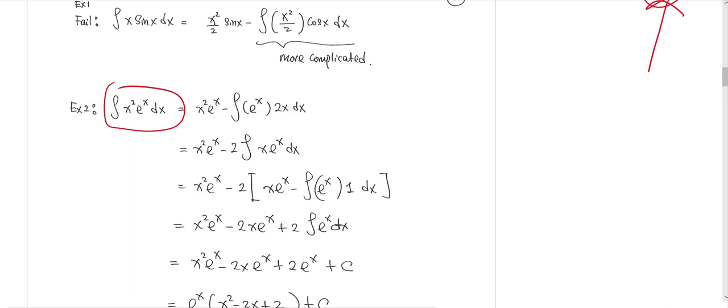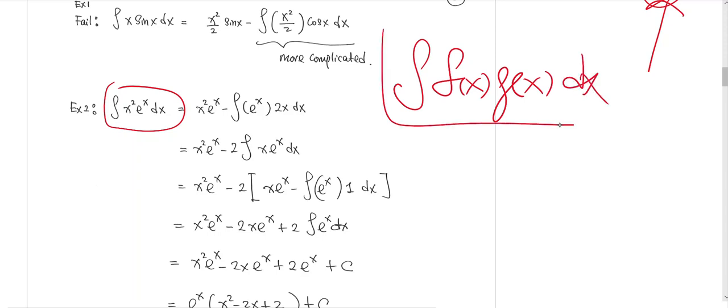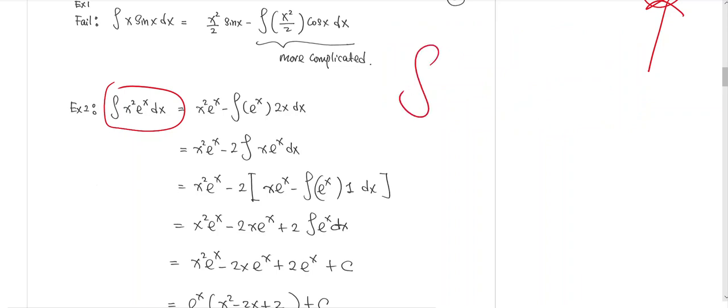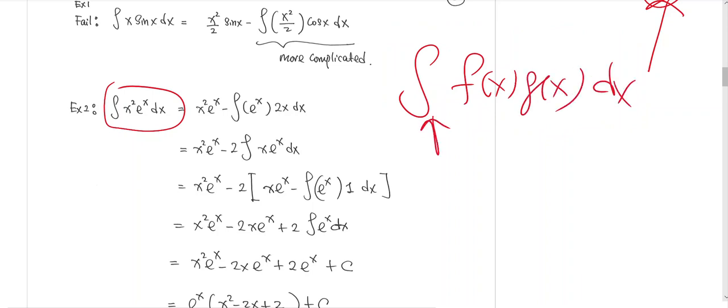So integration by parts is designed to deal with the integral of the product of two functions, some f(x) g(x) dx. So we want to integrate something like this, kind of like the product rule from the derivative. For the derivative, you are thinking, hey, how do we take the derivative of this? So the integration by parts is, instead of looking at the derivative, you are looking at the product of two functions and looking at the integral. So you have two functions, you want to integrate them.